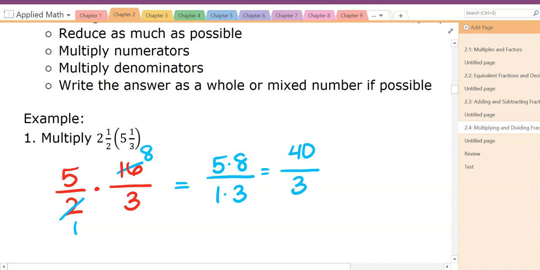Now, I don't care if you leave it improper here. If the book tells you, or if the problem tells you to change it to a mixed number, then change it. But I'm okay if you guys leave your answer here. Improper fractions don't bother me. But if you wanted to change it, it would be 13 1/3 as the mixed number. I'll take either answer there.